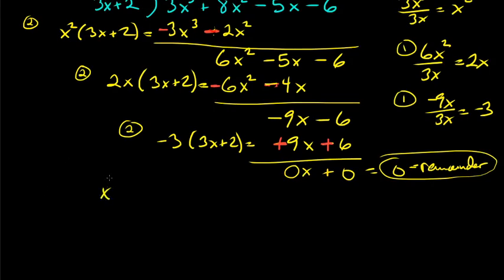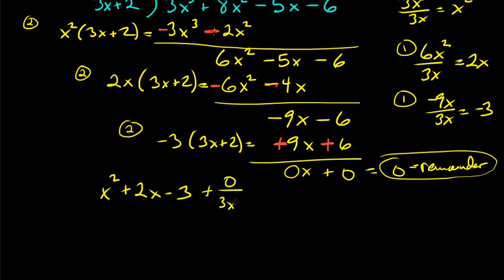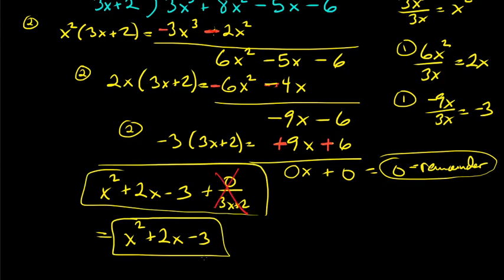So hopefully that's what you got. Or, well, okay, so you could write plus 0 divided by 3x plus 2, but 0 divided by anything is 0. So this is essentially not necessary here. So I would write this just as x squared plus 2x minus 3. If you include plus 0 over 3x plus 2, that's not wrong, it's just not necessary because you're just adding 0. Adding 0 to anything doesn't change it, right?